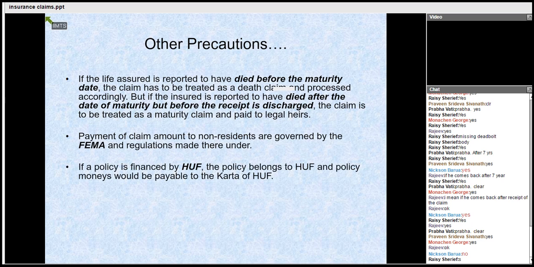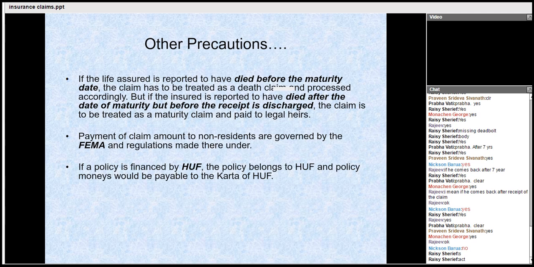What is the full form of FEMA? Foreign Exchange Management Act. The Indian Evidence Act provides presumption of death in such cases if he has not been heard from for 7 years. So if I get lost and my family members don't get any news about me for 7 years, I will be declared dead as per the Indian government. Fine? Okay. For an NRI, the payment of their claim is governed under FEMA. The full form of FEMA is Foreign Exchange Management Act. After 7 years, I will be declared dead, and the beneficiaries can claim the benefits of that policy. Fine?